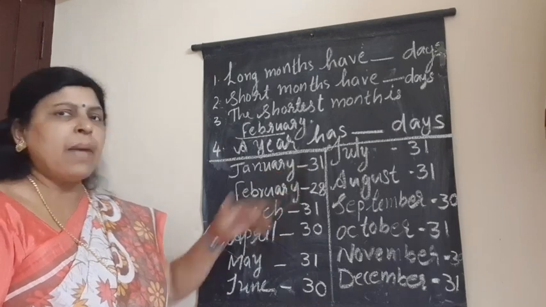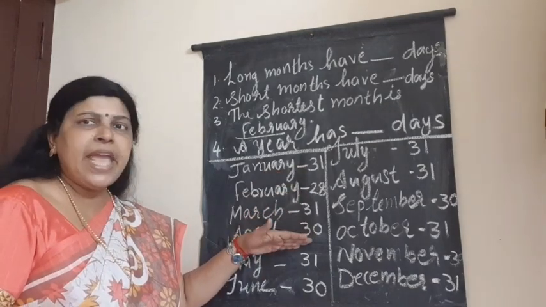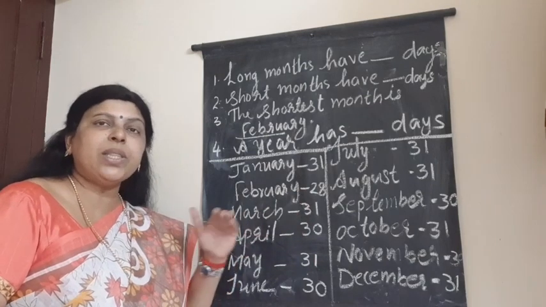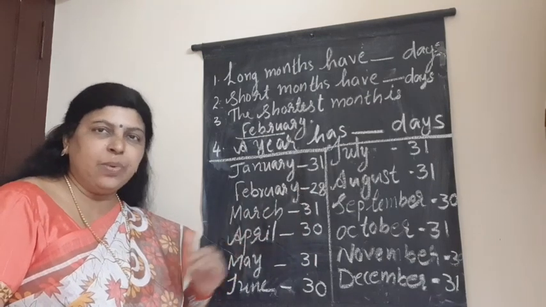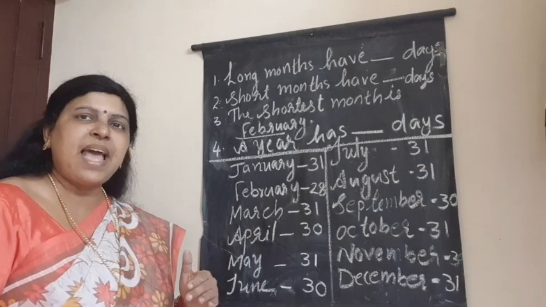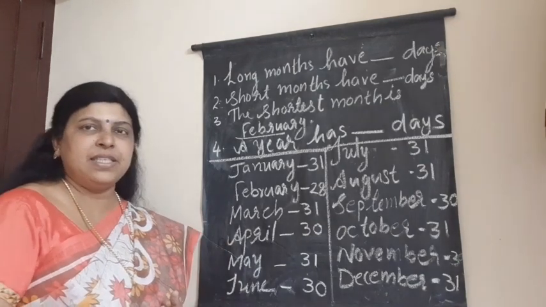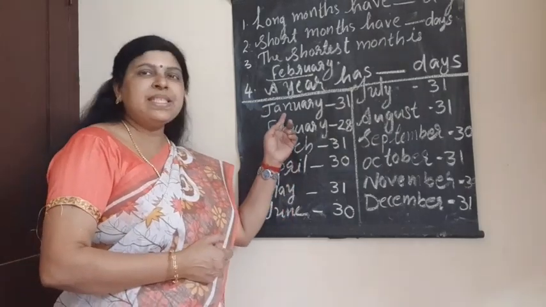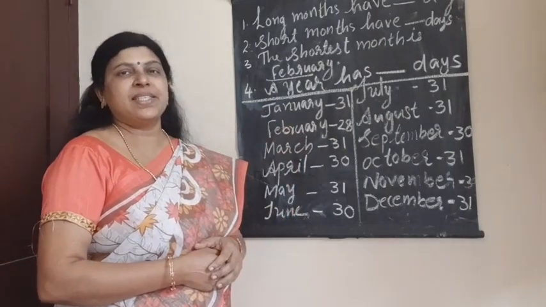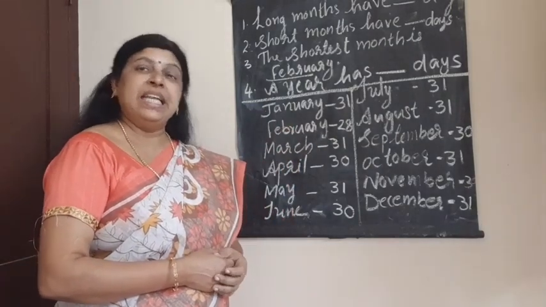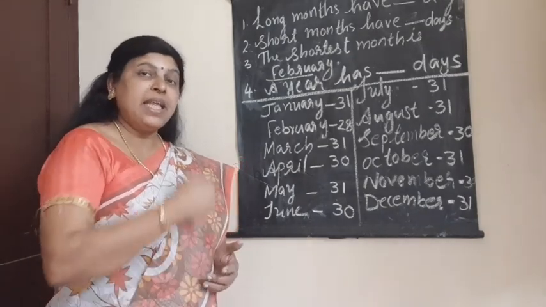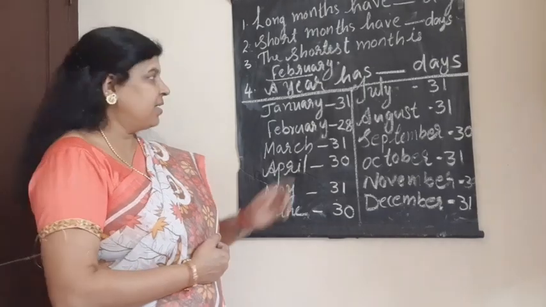And some months have 30 days and 31. Which is the biggest number? 30 or 31? Yes, 31 is the biggest number. Some months have 31 days. That means long months have 31 days. Which are the long months?